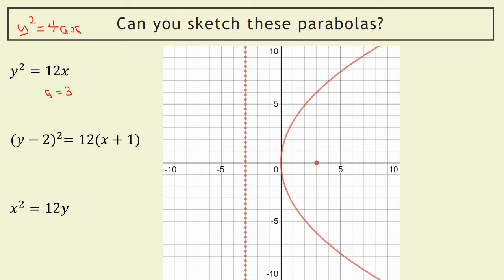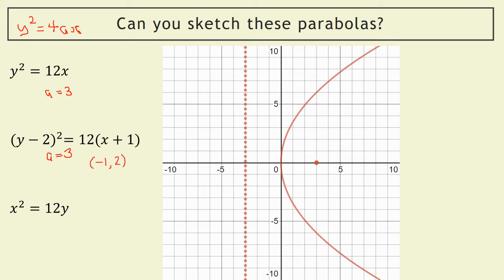If we move on to the next one, we've had a bit of shifting going on. Things are happening to the y before we square it, and things are happening to the x before we multiply by 12. But our a value is still the same. The 4a in the front, multiplying the x element, still has a equal to 3. So we know our focal length is still 3, and the distance from the vertex to the directrix is still going to be 3 as well. But where's our vertex? We're subtracting 2 here and adding 1 here, so our vertex is going to move to the point (minus 1, 2).